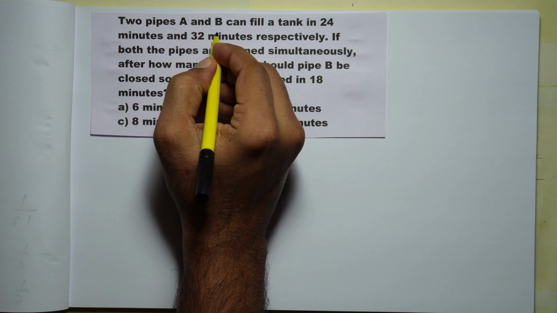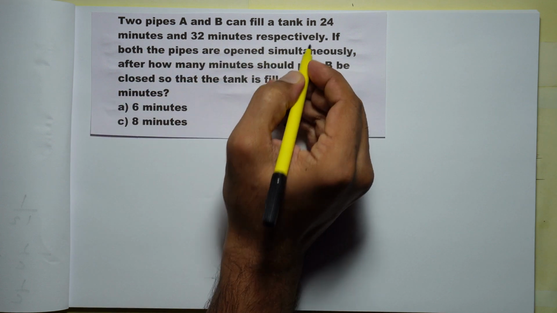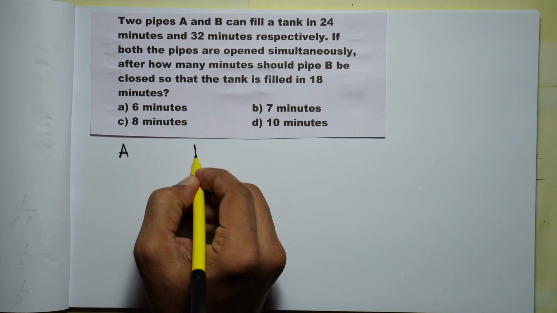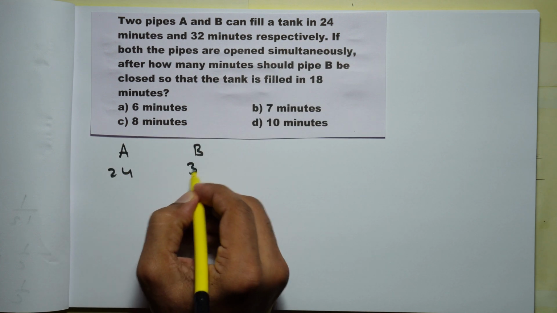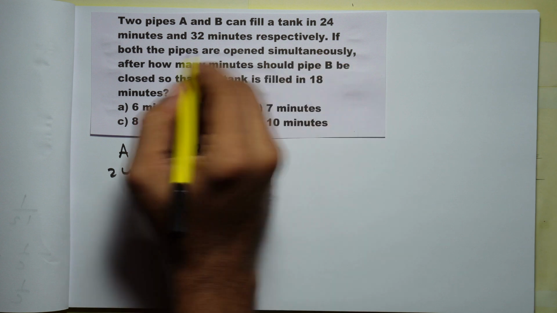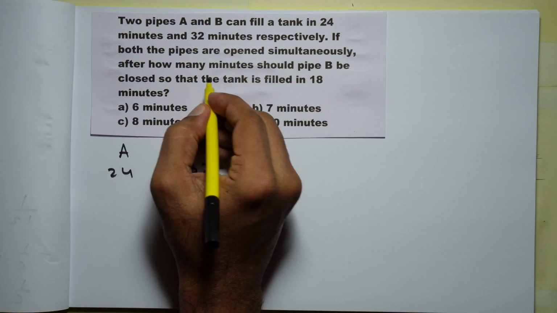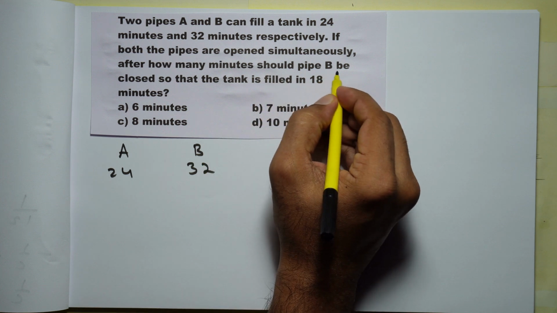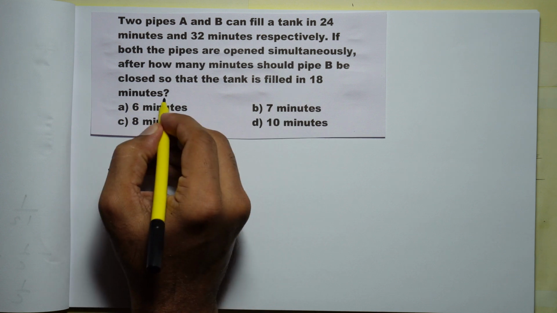Two pipes A and B can fill a tank in 24 minutes and 32 minutes respectively. I'll just write that data here. A can fill it in 24 minutes and B can fill it in 32 minutes. If both the pipes are opened simultaneously, after how many minutes should pipe B be closed so that the tank is filled in 18 minutes?